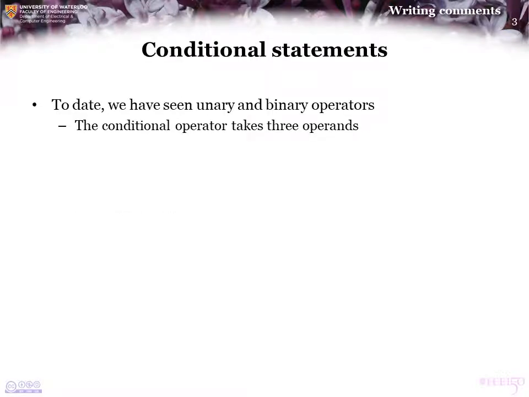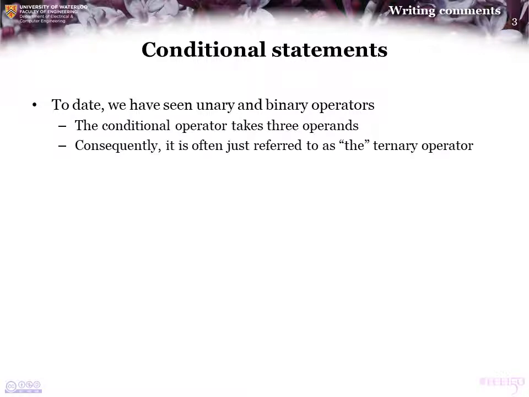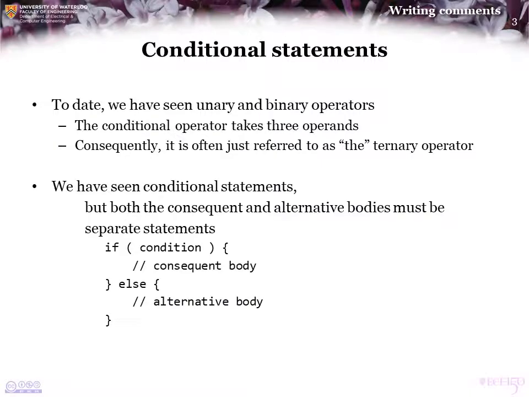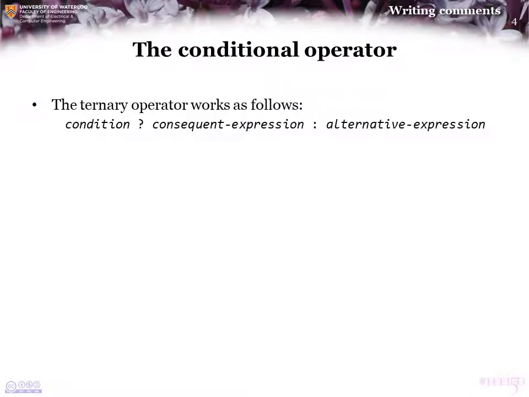Now, to date, we have seen unary and binary operators, that is, operators that take either one or two operands respectively. The conditional operator, however, takes three operands, and we'll see quickly how that's done. Because it is the only operator to take three operands, it is often just referred to as the ternary operator. Now, we have seen conditional statements, but both the consequent and alternative bodies must be separate statements. Okay, not bad. We've used this up until now.